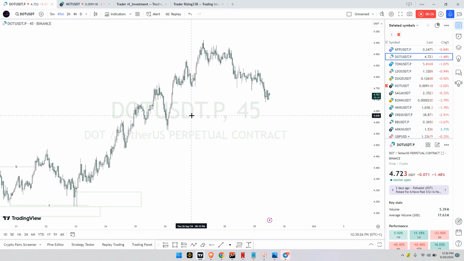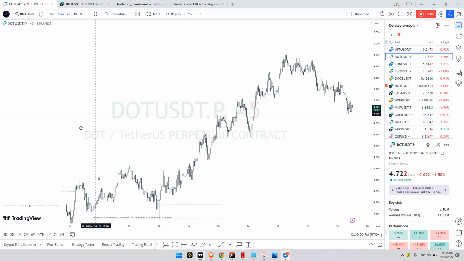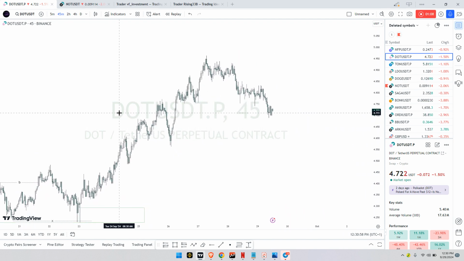Now, when I want to take a trade, the first thing I look at is the structure of the market, like where the structure is heading, whether it's bullish or whether it's bearish. Now, after I've checked the state of the market or the structure of the market, then I will look for my entry. That is where I want to take my trade from, where I want to put my stop loss and where I want to put my take profit. So I'll be analyzing this DOT USDT.